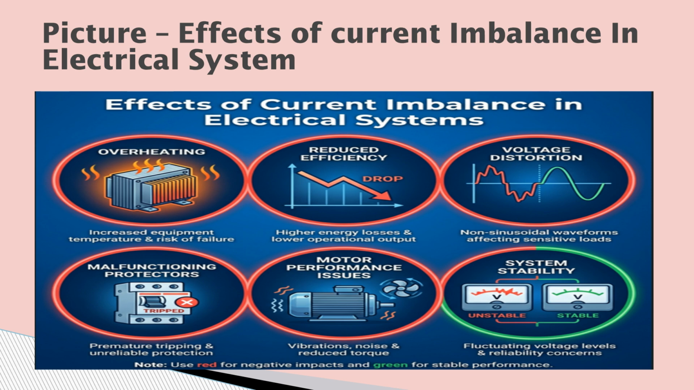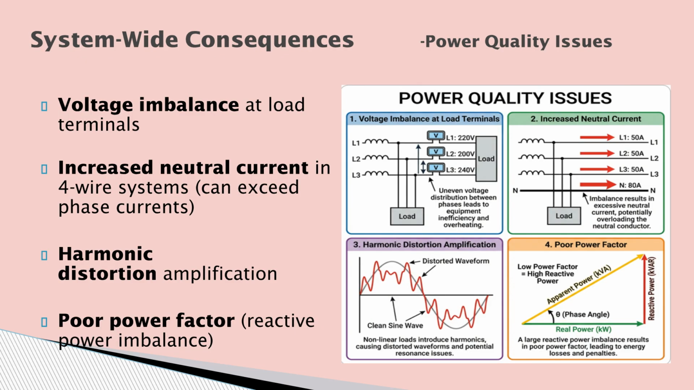This image summarizes the effects, showing consequences like overheating, reduced efficiency, voltage distortion, and motor performance issues. The imbalance also leads to malfunctioning protectors and system instability. System-wide, current imbalance causes power quality issues. These include voltage imbalance at load terminals and increased neutral current in four-wire systems. Further consequences are harmonic distortion amplification and a poor power factor.